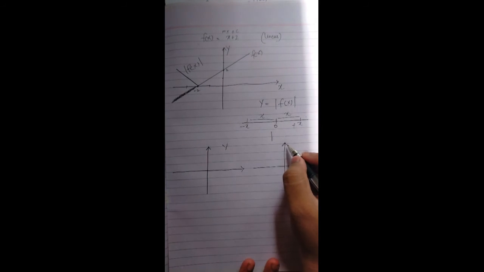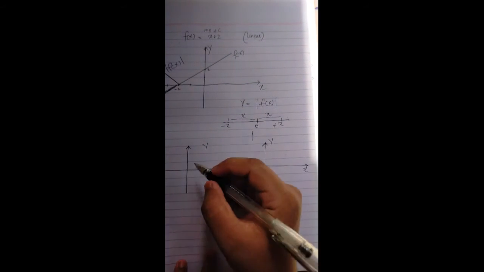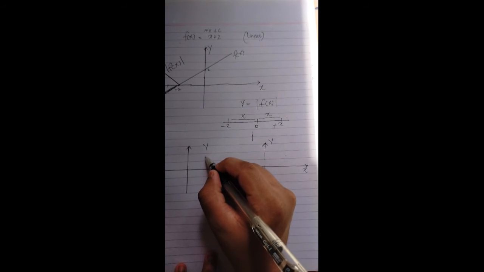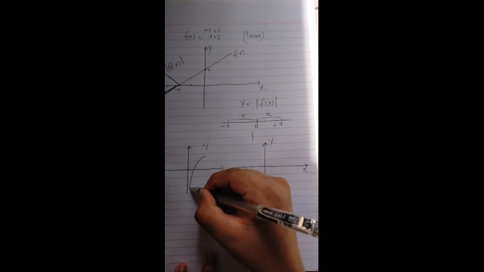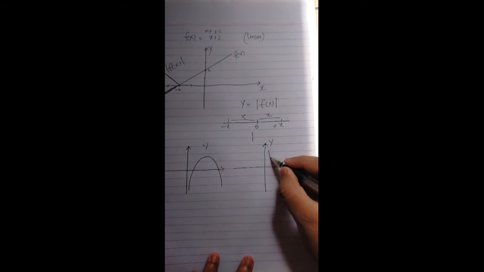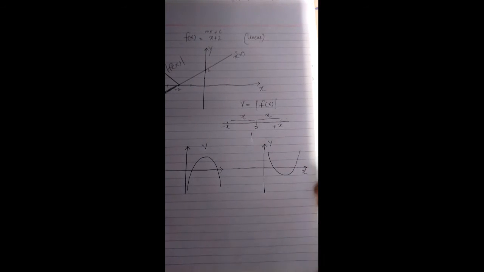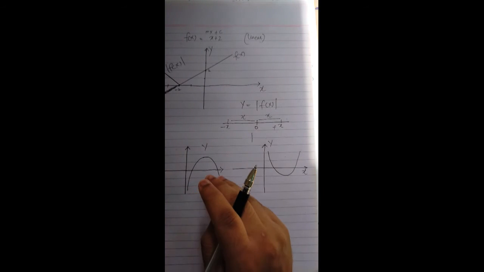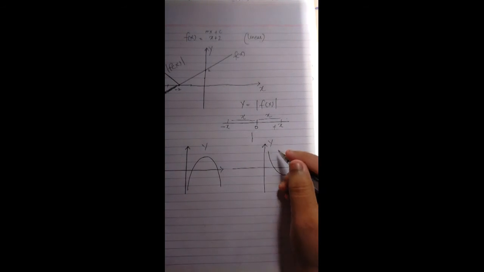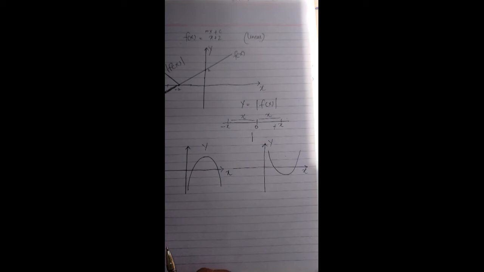This is the y-axis, this is the x-axis, this is a curve, and here is a curve. So these are two different types of quadratic curves. One you may know as the sad face and the happy face. So what happens when we apply modulus to these graphs?